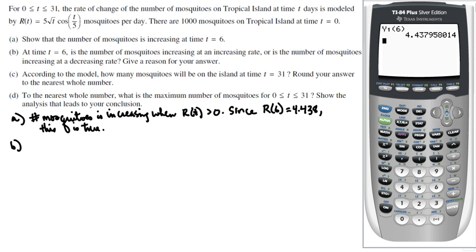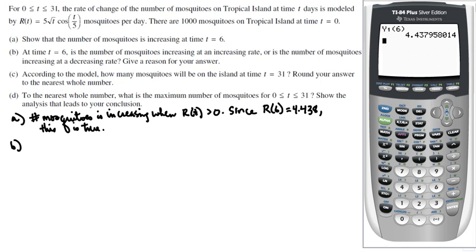For part B, we're asked at time 6 if the number of mosquitoes is increasing at an increasing rate, or if the number of mosquitoes is increasing at a decreasing rate. So we know that the number of mosquitoes is increasing at t equals 6. What we're asked about here is the derivative of this derivative, the rate of change of the rate of change. And so what we need to find is the derivative of r, or r prime, at time t equals 6.